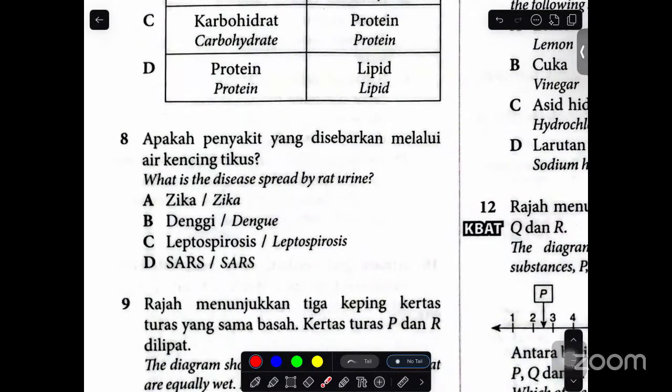Okay, this one. Penyakit yang disebarkan melalui air kencing tikus. Spread by rat's urine. Apakah? What is it? Yes. Okay, yang ni senang.